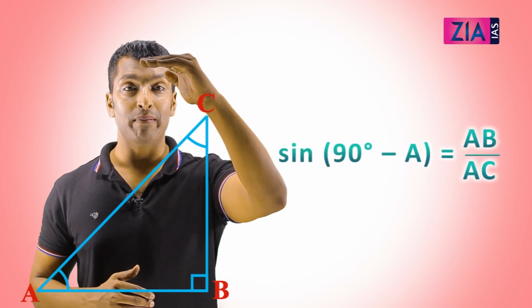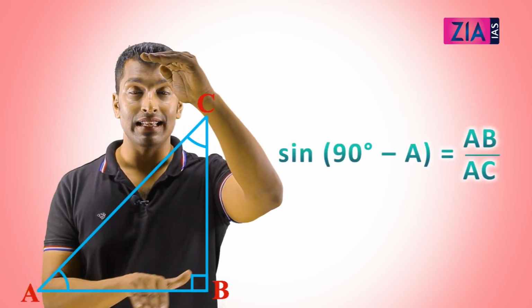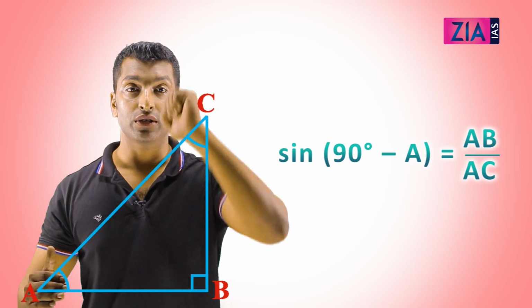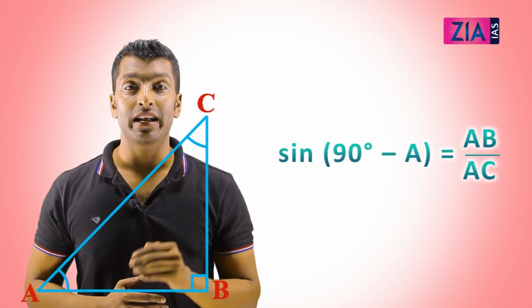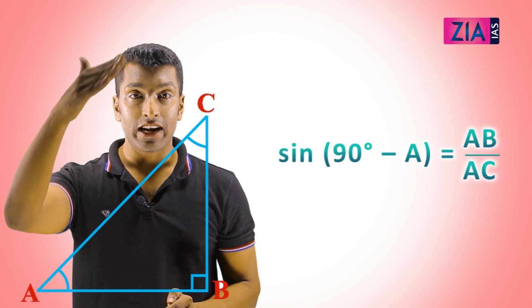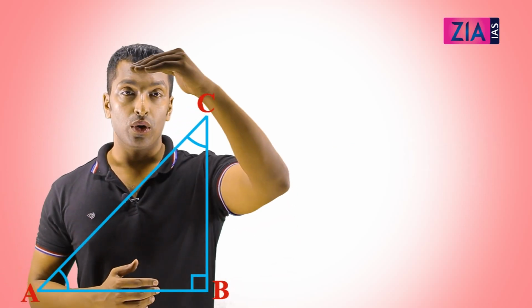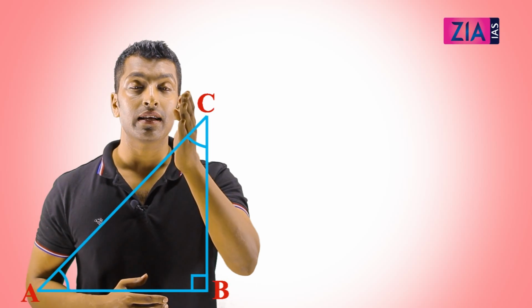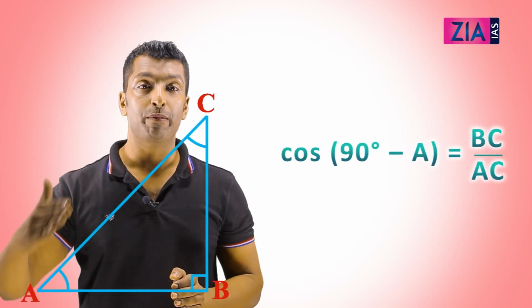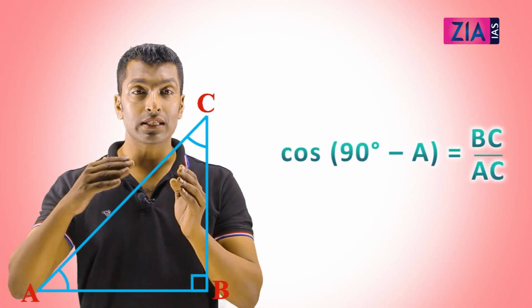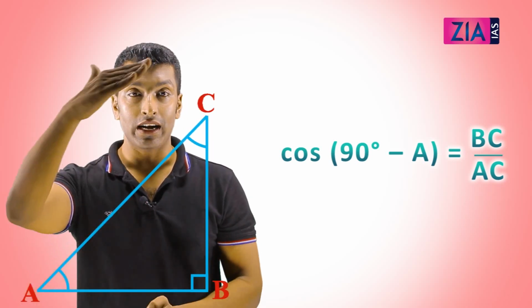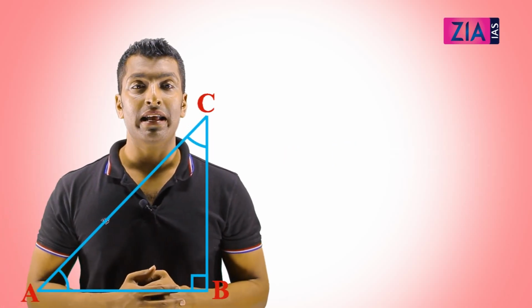So what is sin(90 minus A)? Opposite side, that is AB, divided by hypotenuse, that is AC. So sin(90 minus A) is AB divided by AC. What about cos(90 minus A)? With respect to this angle C, the adjacent side is BC, so BC divided by hypotenuse AC. So cos(90 minus A) is BC divided by AC. What about tan(90 minus A)?